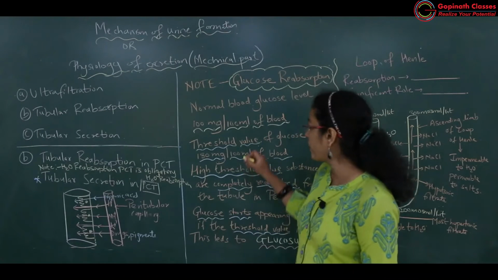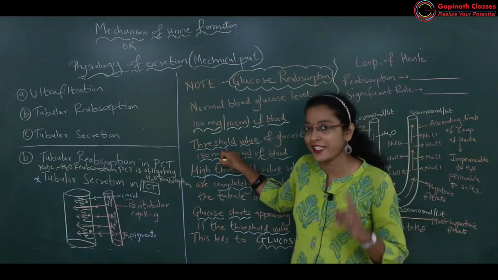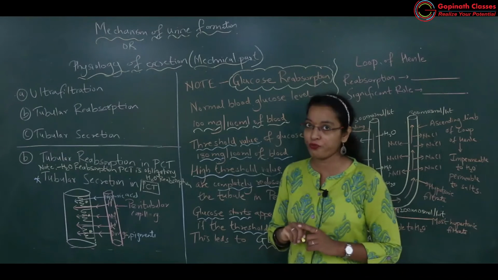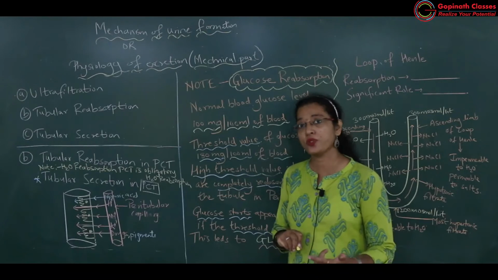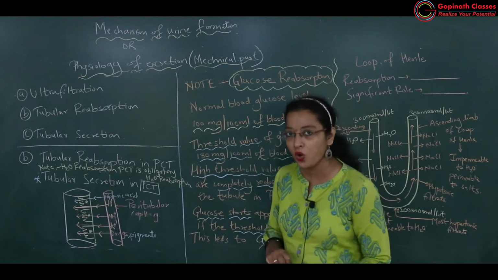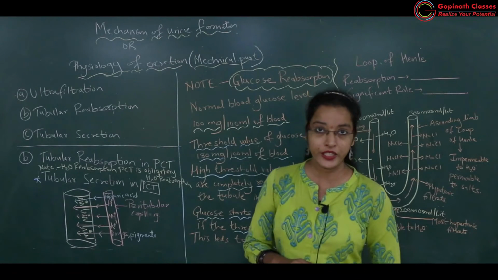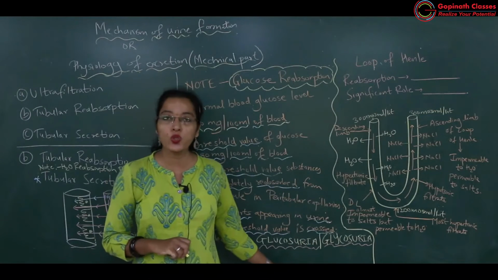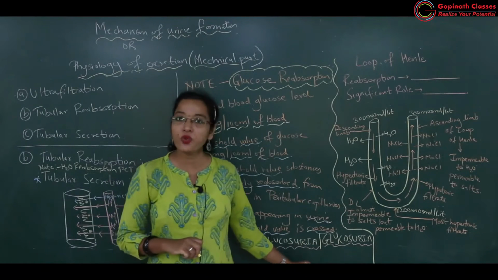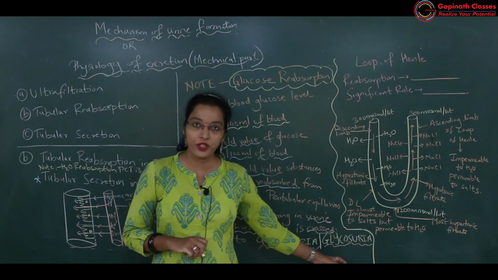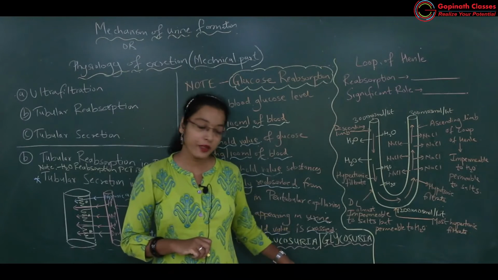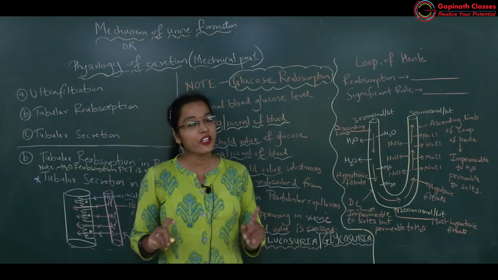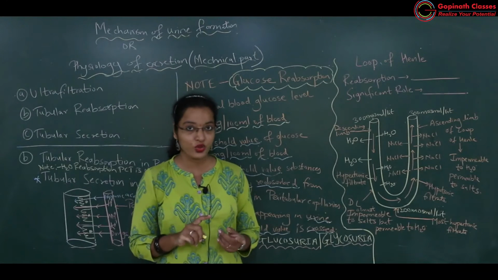Okay, so if the glucose concentration exceeds 180 milligram per 100 ml of blood, then this glucose will be excreted out in the urine, and such type of disorder is known as glucosuria. Glucosuria or glycosuria, okay, one and the same. Glyco is also a word for glucose. Please don't get confused with glucose and glycogen here.